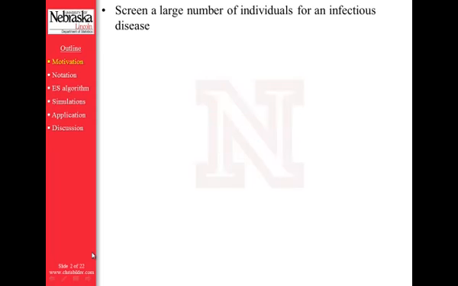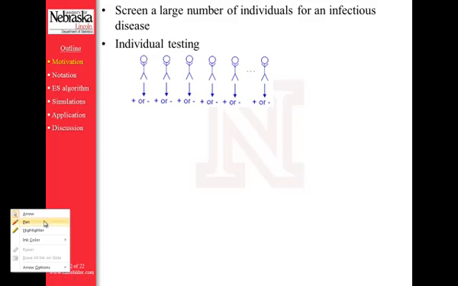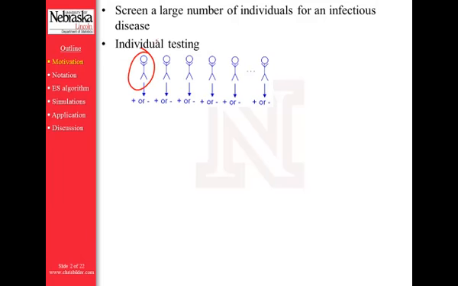So let's consider a particular situation where we want to screen a large number of individuals for some kind of infectious disease. Maybe we're talking about HIV here, hepatitis C. And one way that we could screen these individuals for the disease is individual testing, where we get a blood specimen from every single individual, test it for the disease, and get a positive or negative test result. Then we go to the second individual, get a blood specimen and get a positive or negative test result.